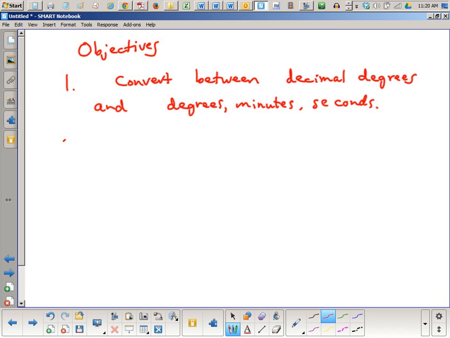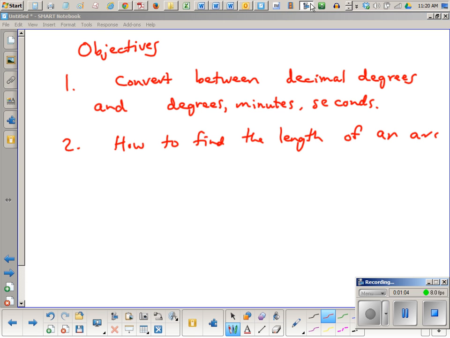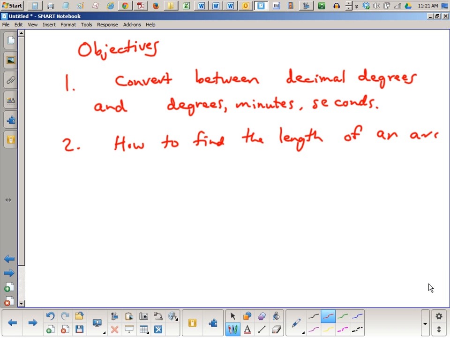Okay. The second objective is how to find the arc length of a circle. So how to find the length of an arc on a circle. Okay, third one is how to convert between degrees and radians. Some of you have heard of that before.